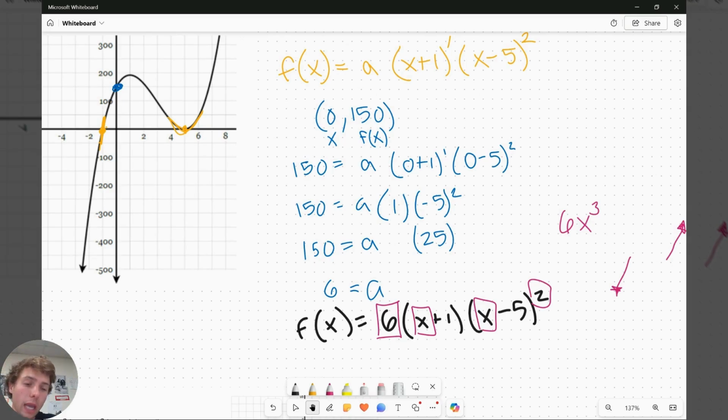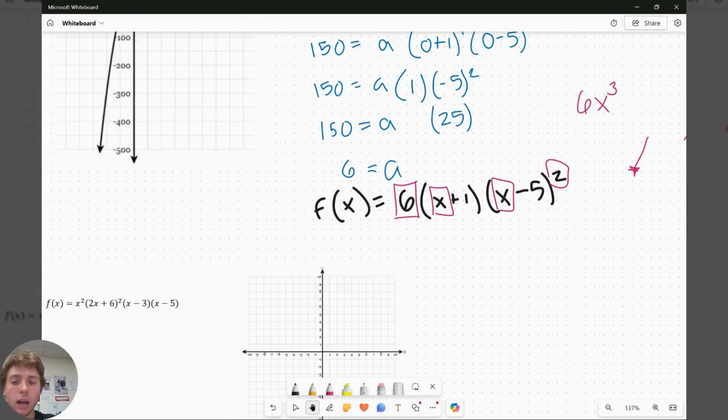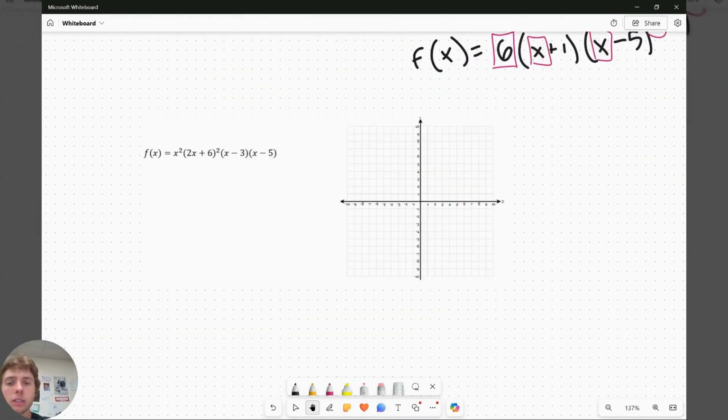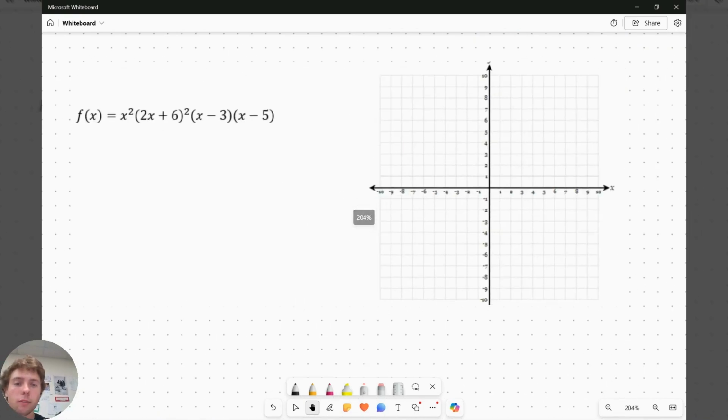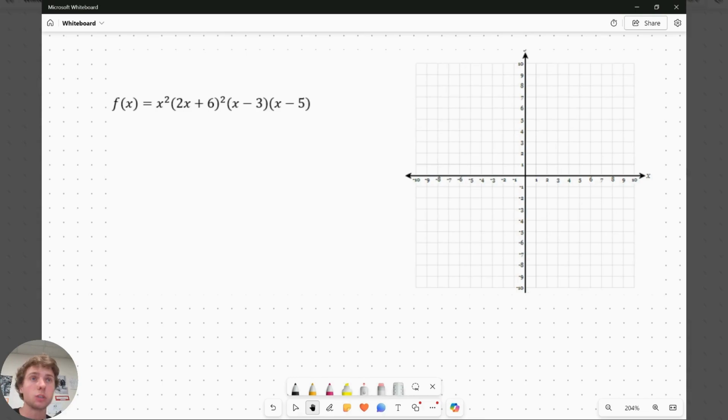That is how you could create the equation given a graph of a polynomial. Now let's go the other direction though. Let's say that we're given an equation and now we need to do the opposite. We need to create the graph.